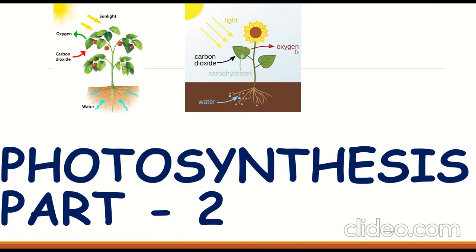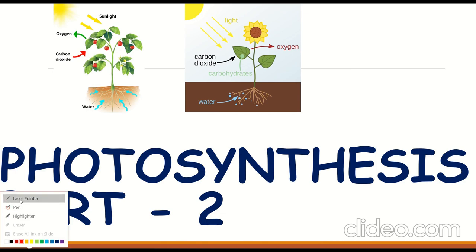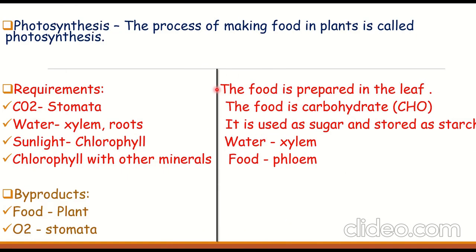In this video, we would be talking about photosynthesis part 2. From our previous video, we have some idea about photosynthesis. We know that it's the process by which the plant makes food, and the requirements are carbon dioxide, which is absorbed through stomata, water, which is absorbed by the roots and transported through the xylem vessels, the sunlight, which is absorbed by the chlorophyll, and the chlorophyll, which is present in the chloroplast, and some other minerals, the 16 to 17 important minerals that are absorbed from the soil.